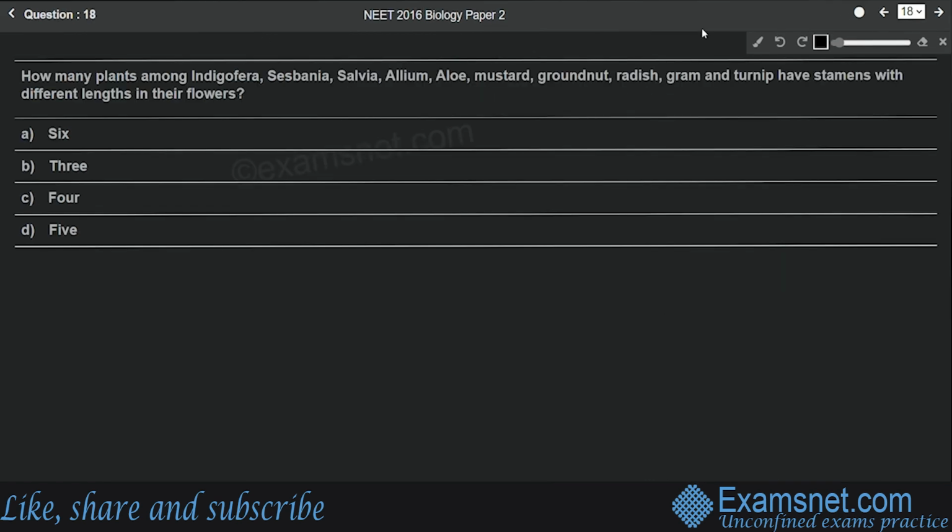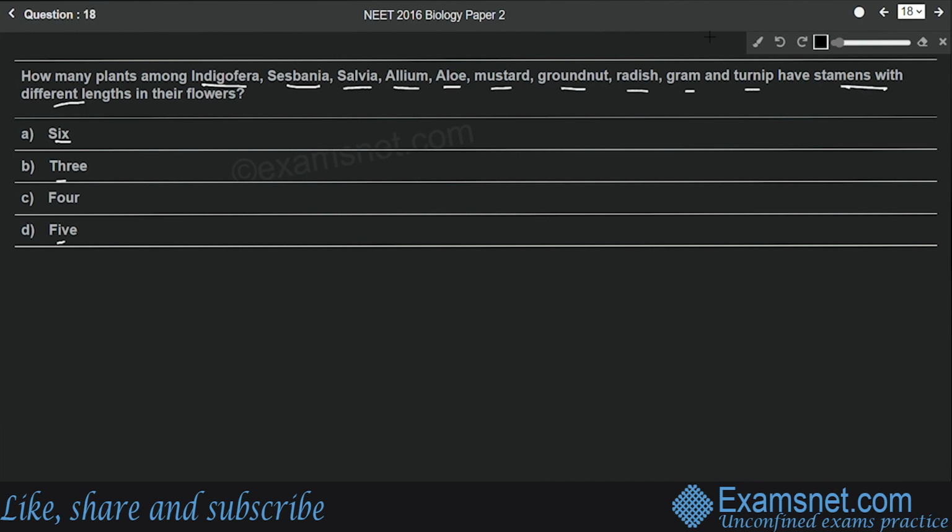Question number 18 is again from the chapter Morphology of Flowering Plants, and the question is how many plants among Indigofera, Sesbania, Salvia, Allium, Aloe, Mustard, Groundnut, Radish, Gram and Turnip have stamens with different lengths in their flowers? Options are 6, 3, 4 and 5. So we have to identify the plants which have stamens with different lengths.